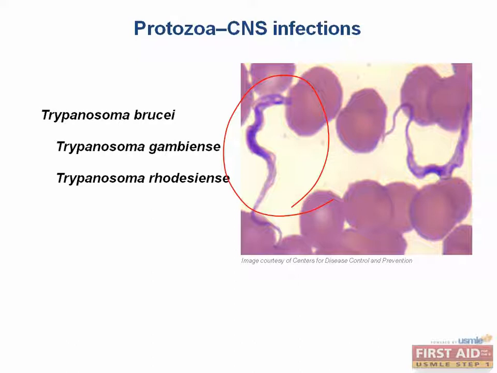Therefore, remember, this protozoan causes sleeping sickness and is endemic to sub-Saharan Africa. Trypanosoma brucei is transmitted by the tsetse fly, which is known for its painful bite. Suramin and melarsoprol are used for blood and CNS disease, respectively.